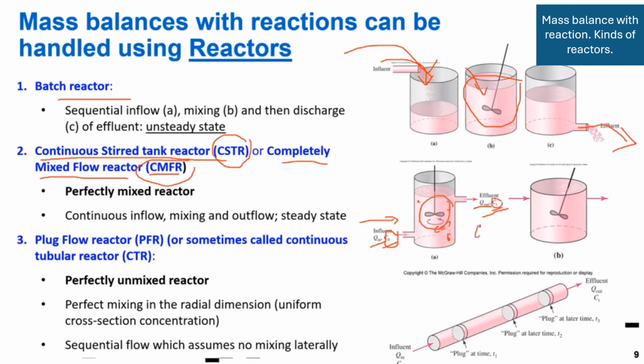Okay, so in this case, C sub T is equal to C, which is C here because of continual mixing. So there's a good mixture already.